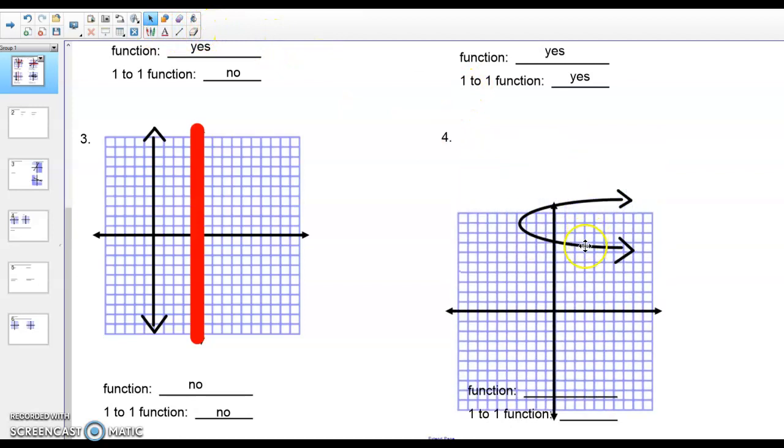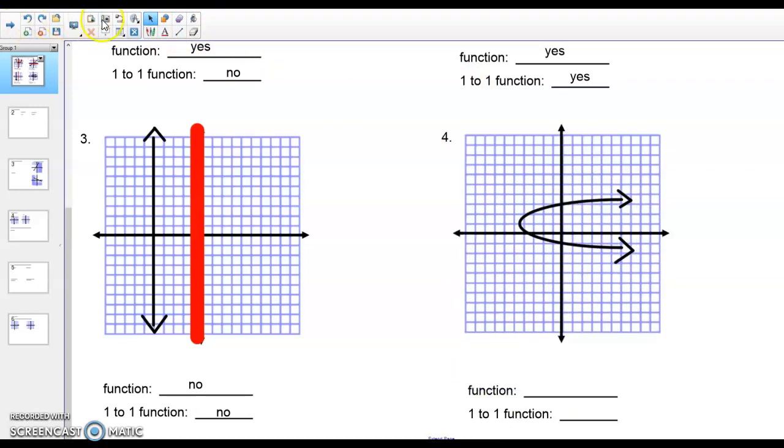And the last one, the last one obviously intersects the graph at more than 1 spot, so it's not a function. And even though it would pass the horizontal line test, it does not matter. Once it's not a function, it cannot be 1 to 1.